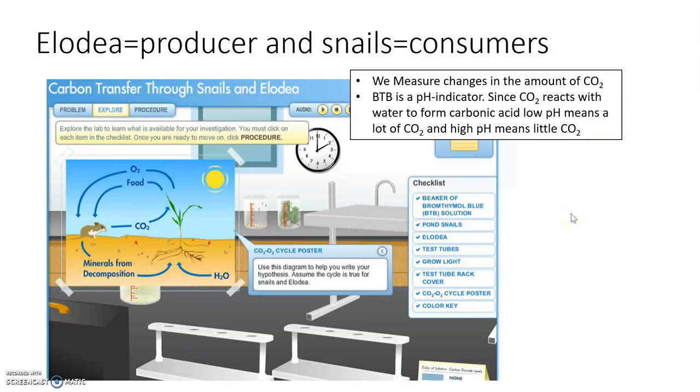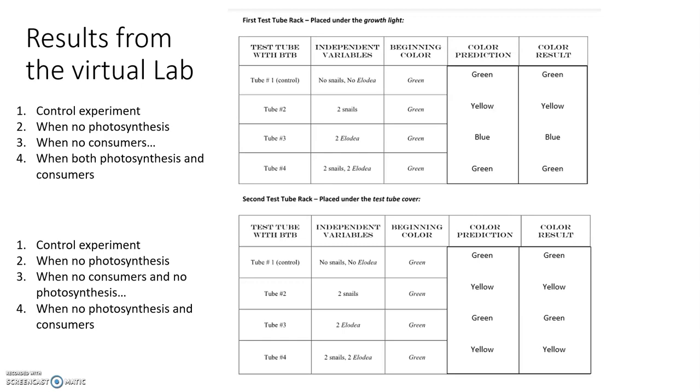And then you entered the virtual lab. What you did in the virtual lab was that you measured how much carbon dioxide was in the different test tubes, and you used BTB, which is a pH indicator, to show this. We can use BTB because carbon dioxide will react with the water in the test tube and form carbonic acid, which means that we can use the pH, because a very low pH will mean that there is a lot of carbon dioxide, and a high pH would mean that there's very little carbon dioxide. And the results that you should have gotten are shown over here.